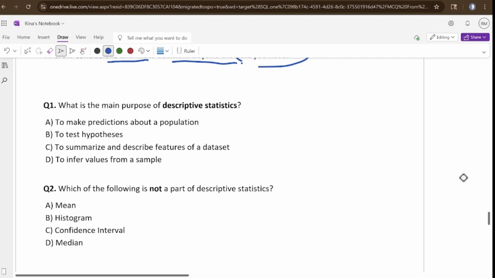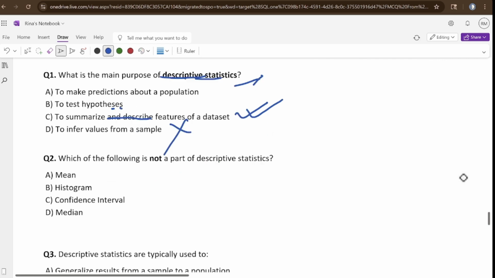What is the main purpose of descriptive statistics? To make predictions about population. That comes under inferential statistics. Test hypothesis, inferential statistics. To summarize and describe features of dataset, yes, that's what descriptive statistics do. To infer values from a sample, no, that is also inferential statistics.